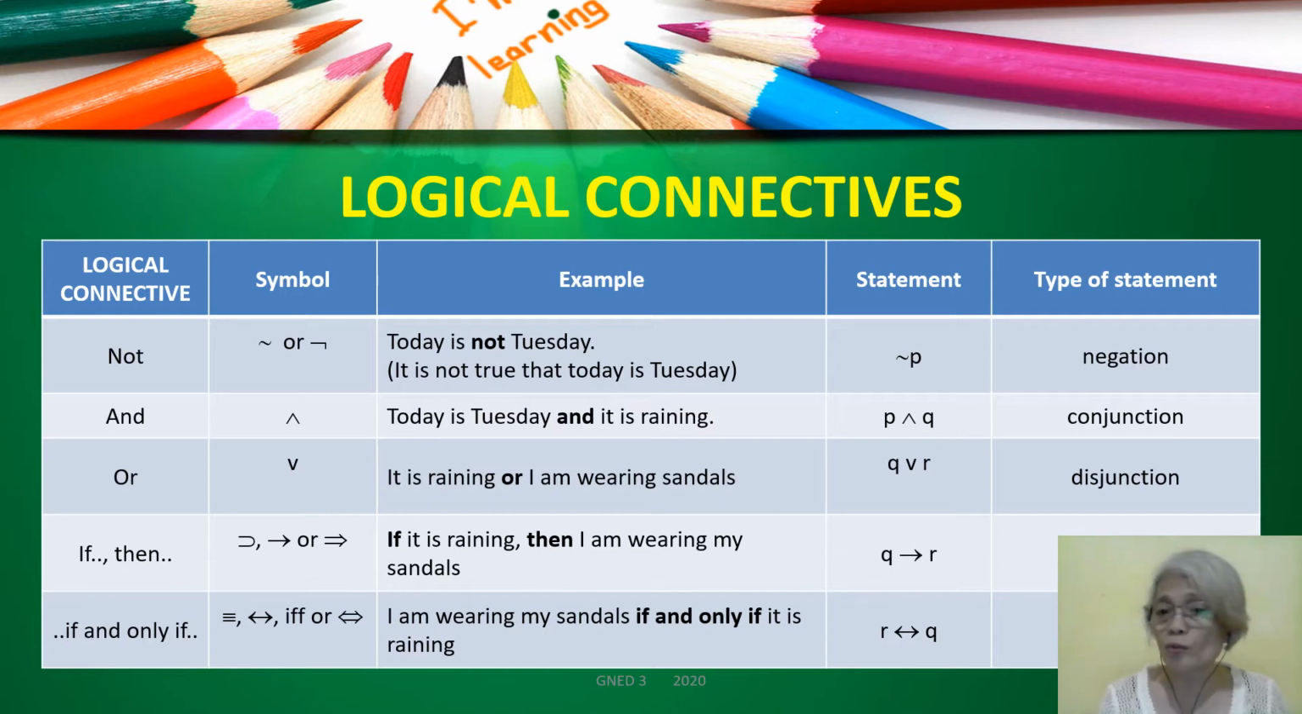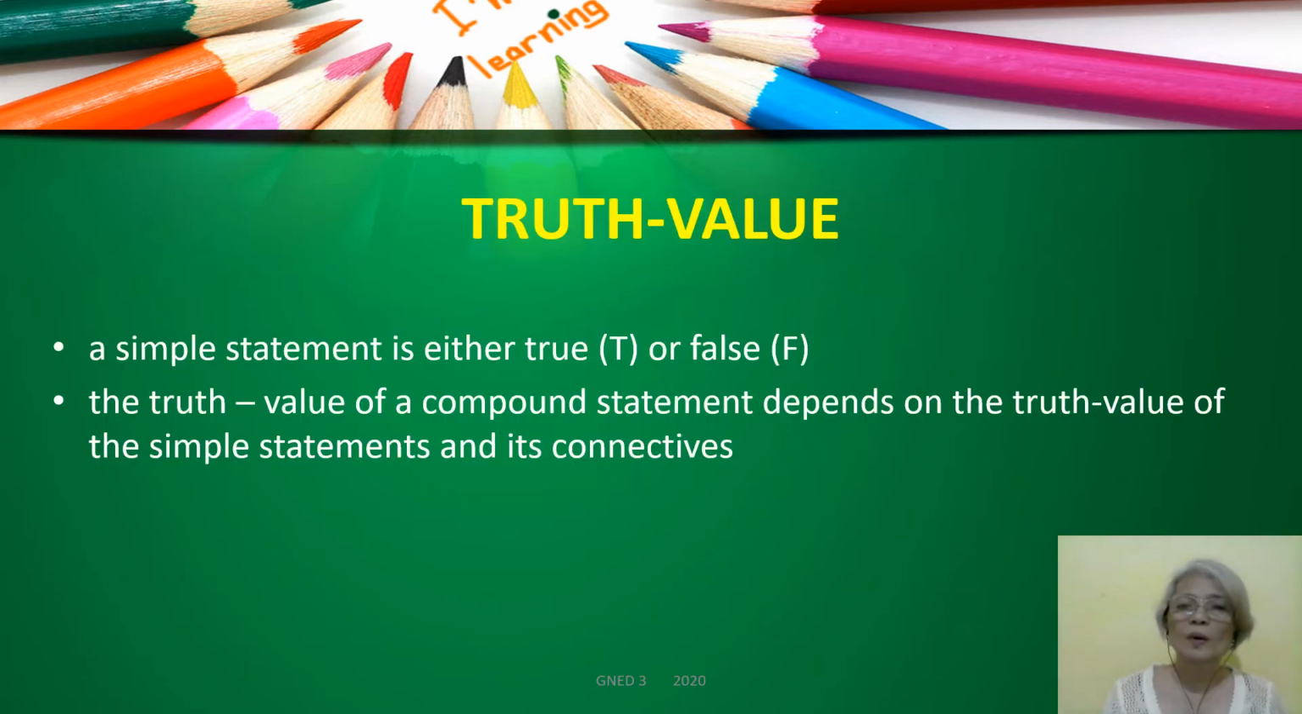We use or for disjunction, symbolized by the small letter V. We use a one-headed arrow to symbolize a conditional statement or an implication, that is, an if-then statement. And then we use a double-headed arrow to signify a biconditional compound statement, where we see if and only if. Okay, so we proceed to the discussion of truth value.